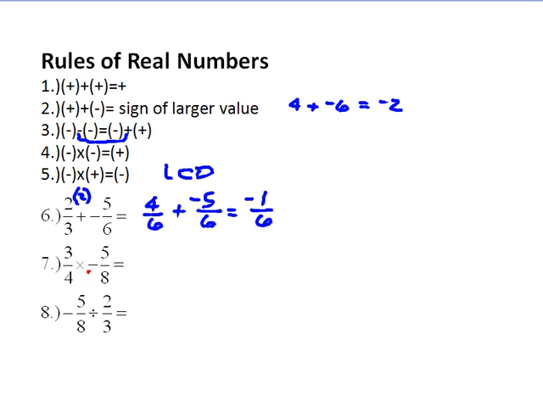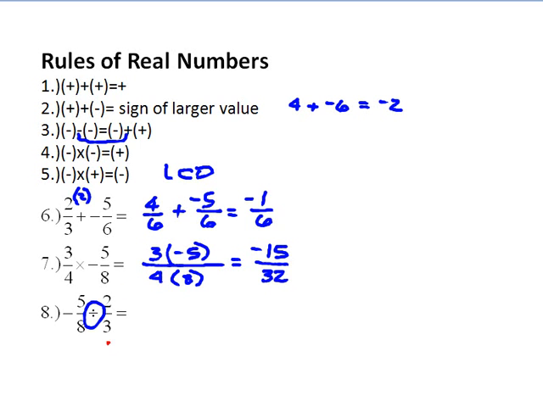Okay, when we're multiplying fractions, it becomes a lot easier. We don't have to worry about that least common denominator. We can just multiply across. So in this case, we have 3 times negative 5 and 4 times 8. The parentheses mean to multiply. So what do we end up with? Negative 15 over 4 times 8 is 32.